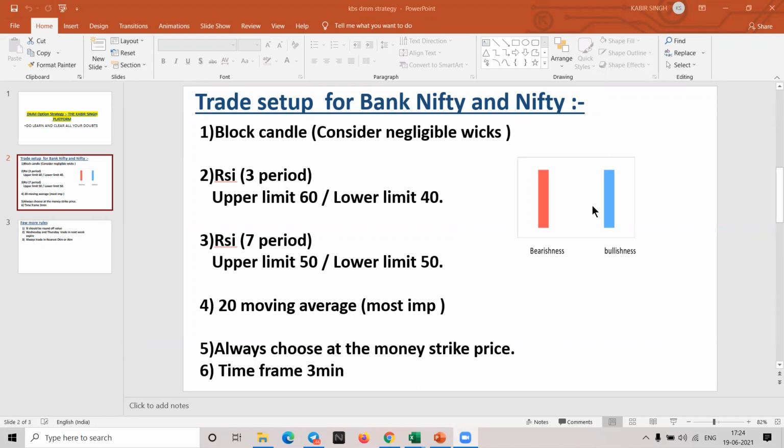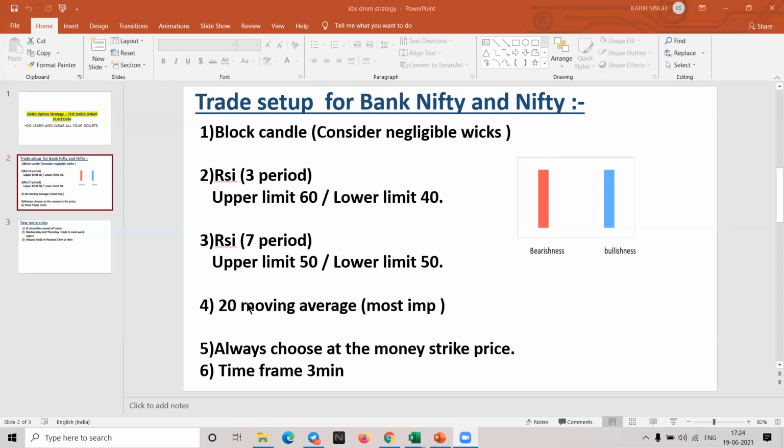These are block candles. Can you spot this? Block candles we have learned already, right? Without a wick. We all know what a block candle is, right? So these are the block candles which have negligible wick. The shadows will not be there, or if they are there, they will be very small.